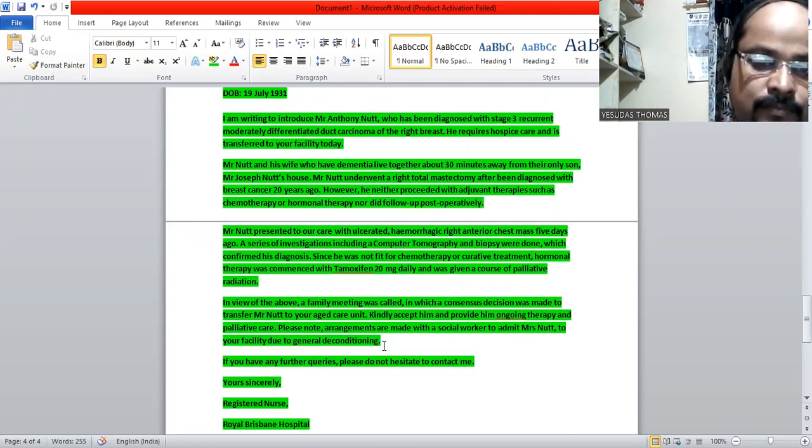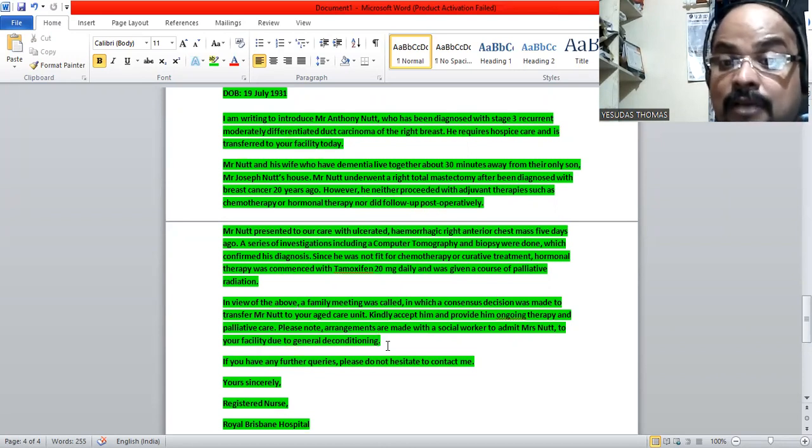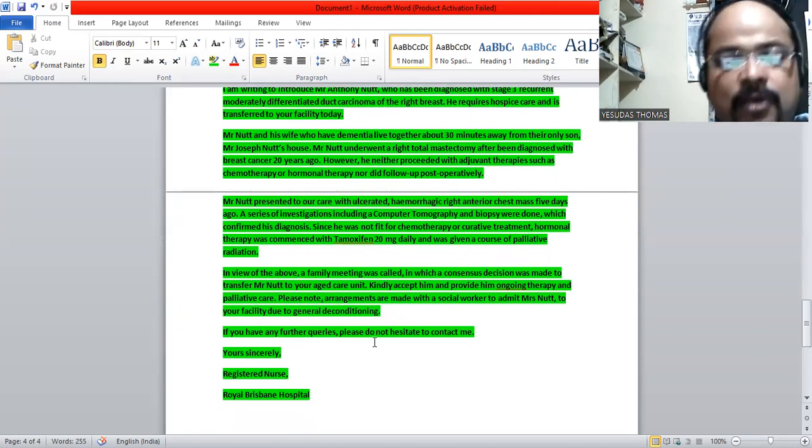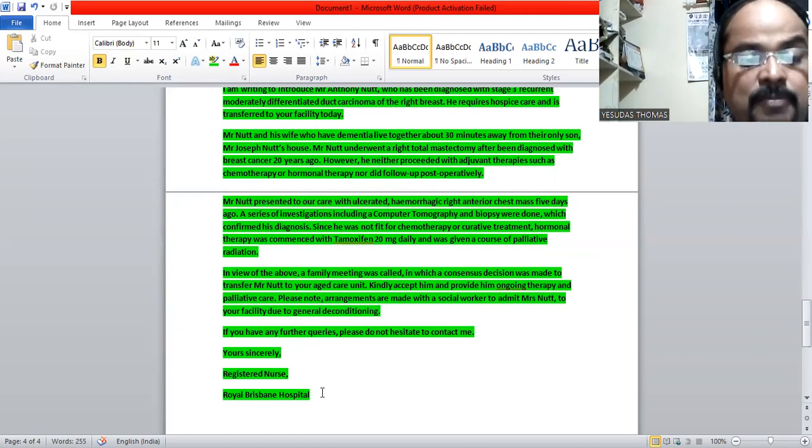If you want to add as per the availability of the bed, you can add that. It is understandable that once a bed is available, you can add that too, so I think that's also relevant here. If you have any further queries, please do not hesitate to contact me. Yours sincerely, Registered Nurse, Royal Brisbane Hospital.